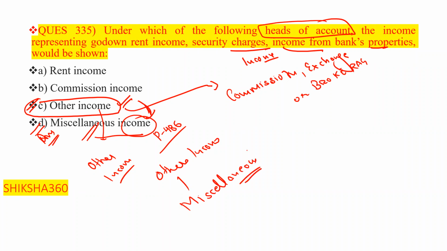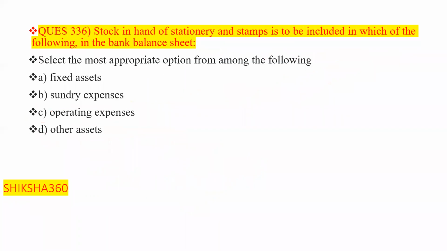Now move to the next question, question number 336. I think this is a repeated one. Stock in hand of stationery and stamps is to be included in which of the following? Repeated question. We have already discussed this question; the answer is other assets.